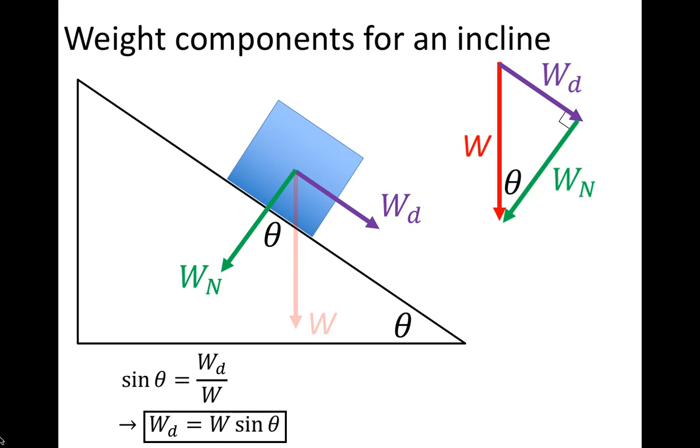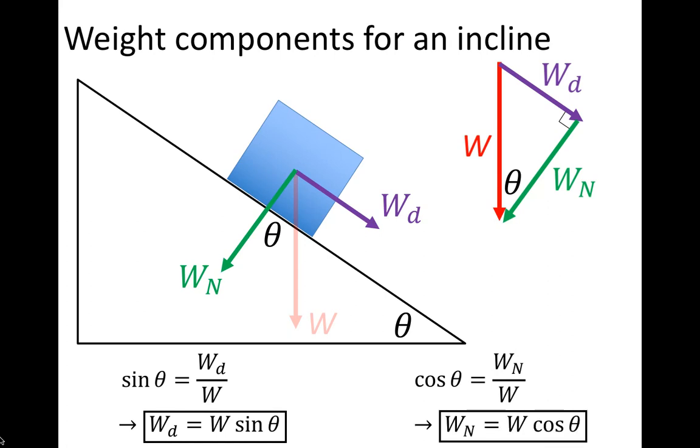We can do a similar thing to work out the normal component. The normal component is adjacent to theta. Weight is the hypotenuse, and so cosine is the trig function that relates the adjacent side to an angle and the hypotenuse. So we can rearrange that for the weight force normal, and we get weight times cosine of theta.